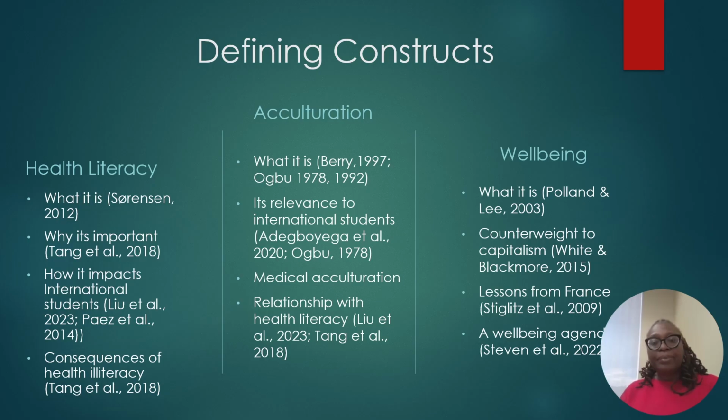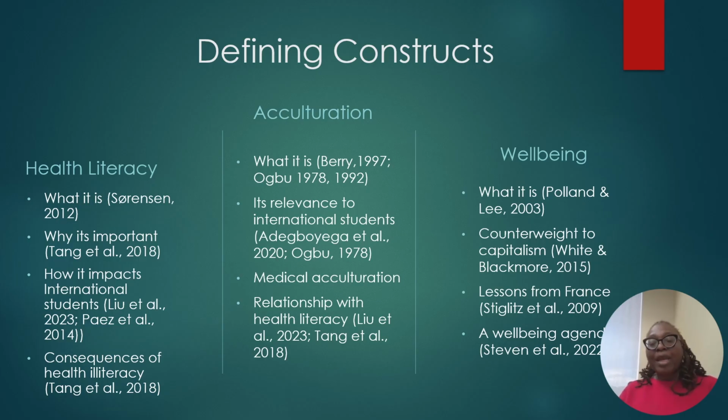Acculturation, on the other hand, speaks to how an individual that is born in a different society is able to navigate and access the structures in a different society. And this relates to international students in the sense that they are coming from their home country into the US. How well are they able to navigate that process?